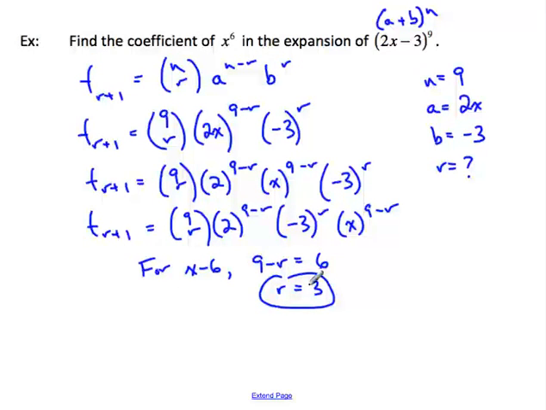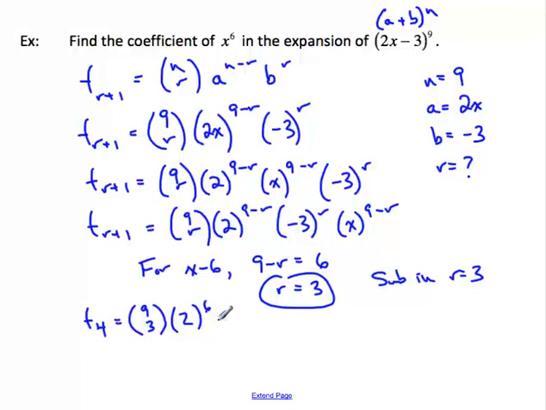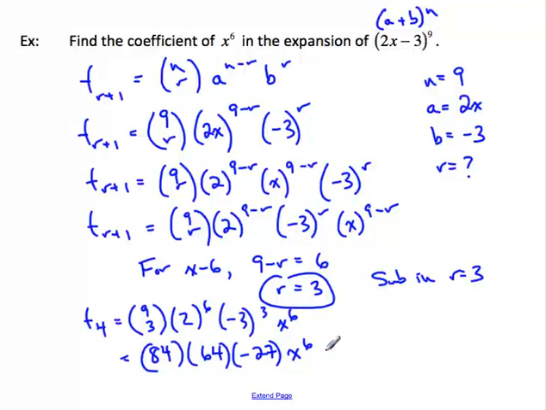Now I can go back in and sub in r is equal to 3. If I do that, I get term 4 is equal to 9 choose 3, 2 to the power of 9 minus 3 is 6, negative 3 to the power of 3, and x to the power of 6. 9 choose 3 is 84. 2 to the power of 6 is 64. Negative 3 to the power of 3 is negative 27. And then I have x to the 6.